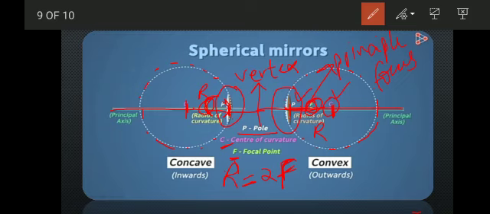F represents the point and small f represents the distance, and the radius is actually 2 times of the focal length, or we can say that focal length is half of the radius of curvature. F is represented by R by 2. So you have to keep in mind this relationship between radius of curvature and focal length, which is f equals R by 2. It means focal length is always half of the radius of curvature. So if radius of curvature is decreased, the focal length will also decrease. It is always half of the radius of curvature.